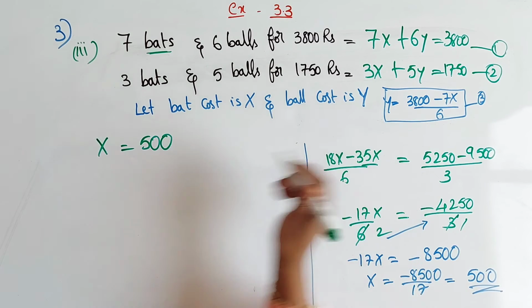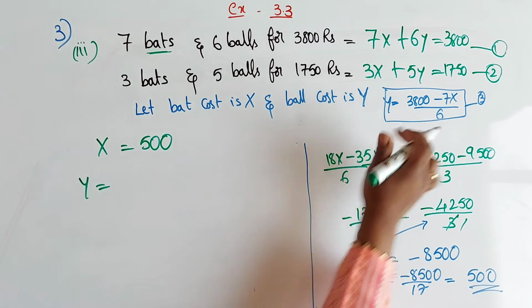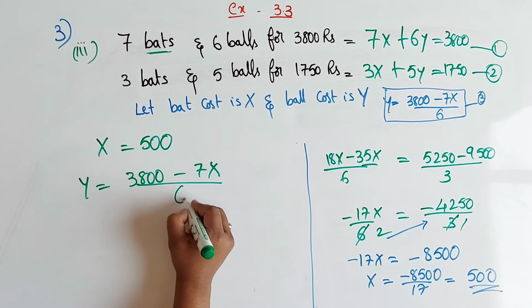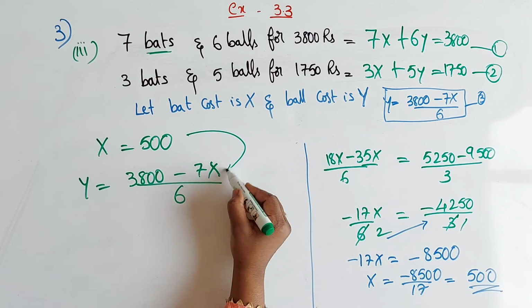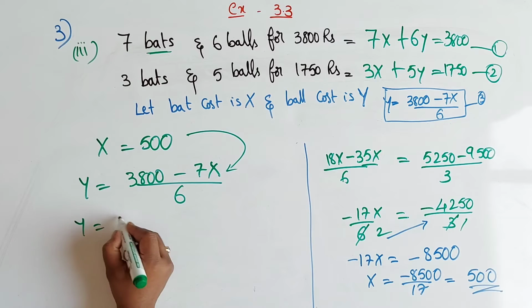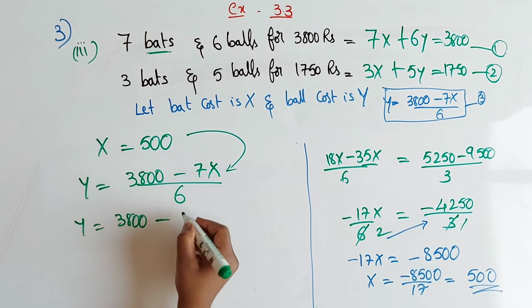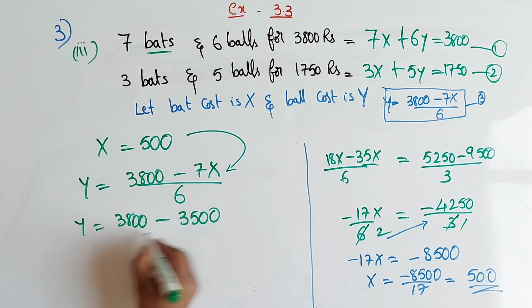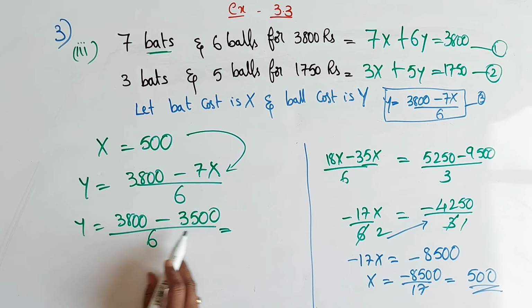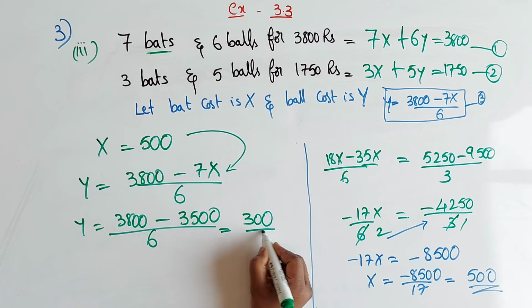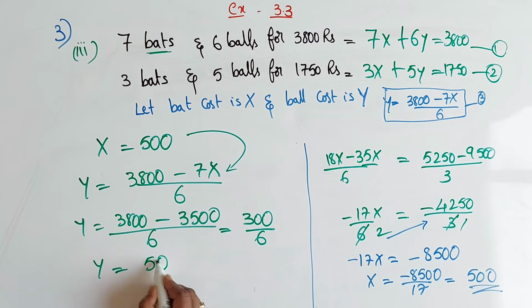x is 500. We know the y value is in the third equation, children: 3800 minus 7x divided by 6. Now we have to substitute this x value here. y equal to 3800 minus 7 into 500. 7 5s are 35, 3500, children, divided by 6. 38 minus 35, that is 3 and 2 zeros are there. 300 divided by 6. y equal to 300 by 6, that is 50, children.